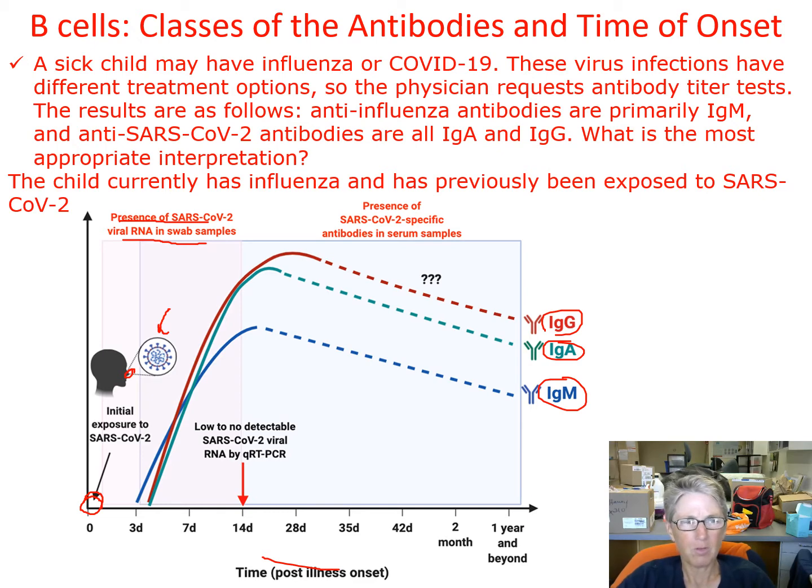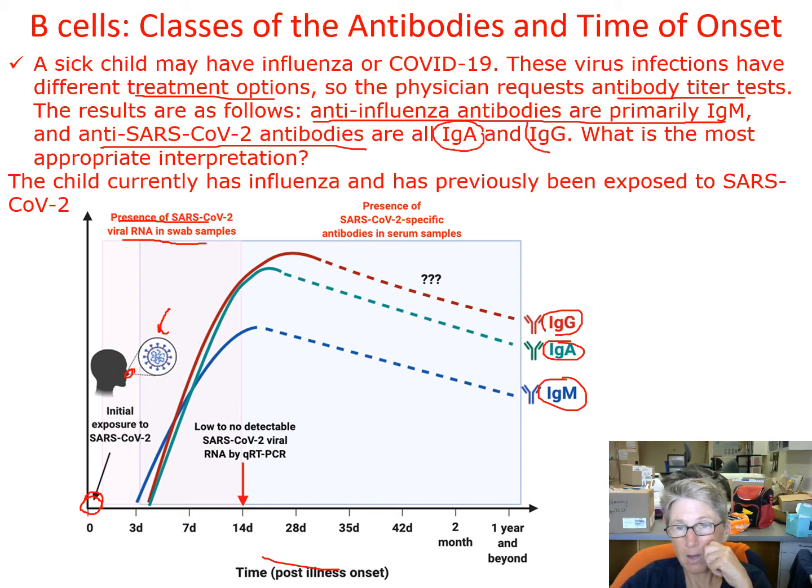So let's look at the scenario. A sick child may have influenza or they might have COVID-19. They're two different viruses, two different infections, and they have different treatment options. So the physician asks for an antibody titer test. Then here are the results. Anti-influenza antibodies are primarily IgM, and anti-SARS-CoV-2 antibodies are all IgA and IgG. What's the most appropriate interpretation?